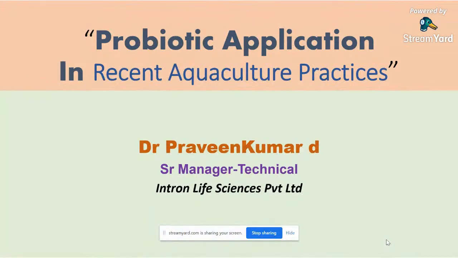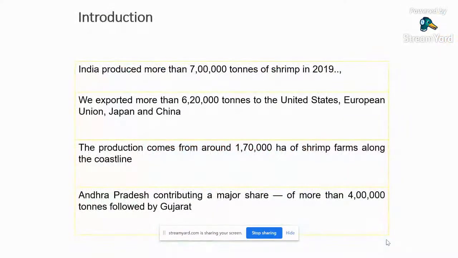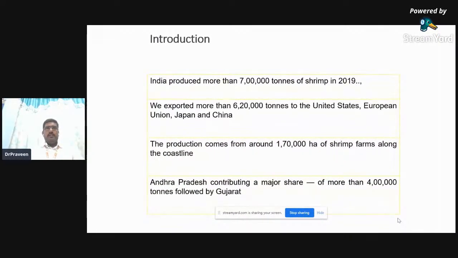Today I want to speak specifically on probiotic applications pertaining to present aquaculture practices. As we know, India is now producing more than 7 lakh metric tons of shrimp, and we are exporting more than 6 lakh 20 thousand metric tons to international countries such as the United States of America and some European countries, Japan and China. That much production comes from around 1,70,000 hectares of shrimp farms throughout our Indian coastline.